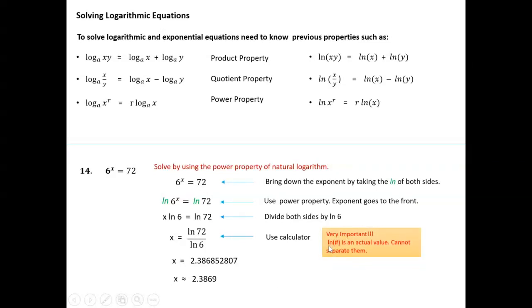But this is very important here, guys. The ln of a number is an actual number, guys. At times, students want to separate. For example, here, they will want to divide both sides by 6. You cannot do that because the ln of 6, or the ln of a number, is an actual value. You cannot separate them. Okay?